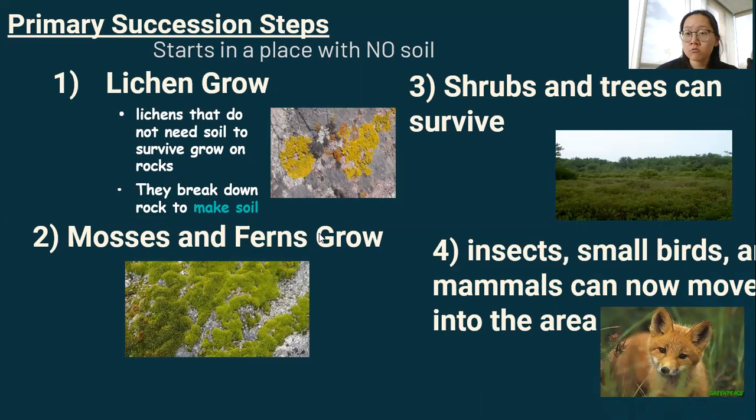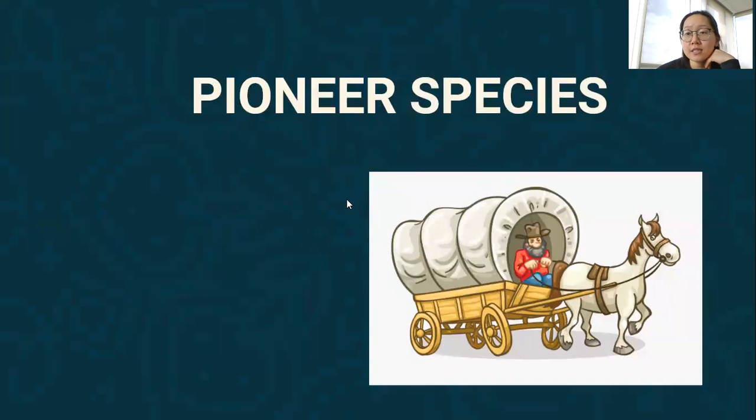As the mosses and ferns are growing, they themselves are dying, decomposing, becoming fertilizer, enriching the dirt. And as that dirt gets a thicker layer, things that are taller like shrubs and trees can survive and grow. And then things that are going to live in that environment can now start to move in, including insects, small birds, and mammals. Now, the first thing that moves in is always going to be called the pioneer species.